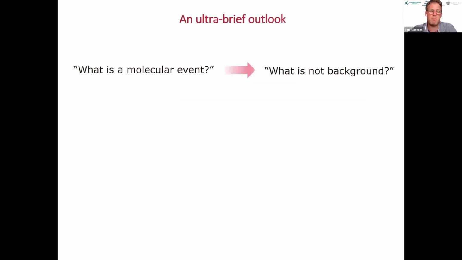Yeah. And then perhaps an ultra brief outlook, right? I've talked a lot about what a molecular event might be like, and whether they have different shapes and composition, temporal bursts, and so on. But my personal interest is beginning to shift, from what is a molecular event to what is not background, right? And what is not background signal.